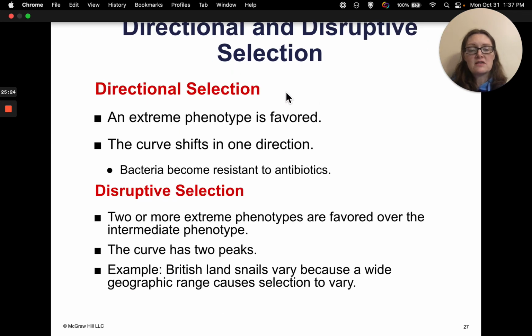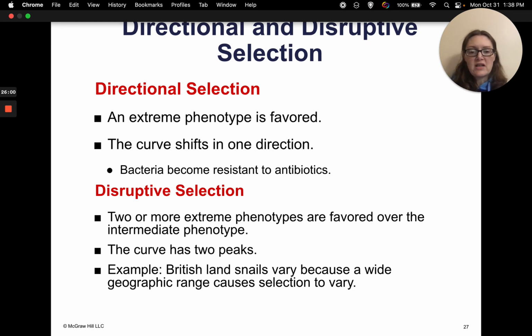Then directional selection, again, is shifting all the way to one side or the other. An extreme phenotype is favored, and the curve shifts either to one side or the other. Bacteria becoming resistant to an antibiotic is a good example of directional selection. And then disruptive selection is like picking one on either side, and the middle is kind of cut out. So two or more extreme phenotypes are favored, and the middle is not selected.